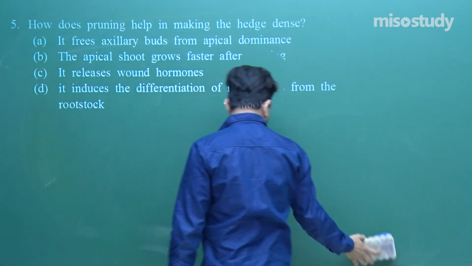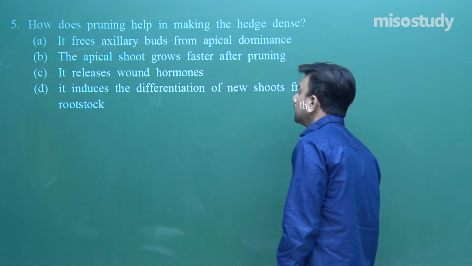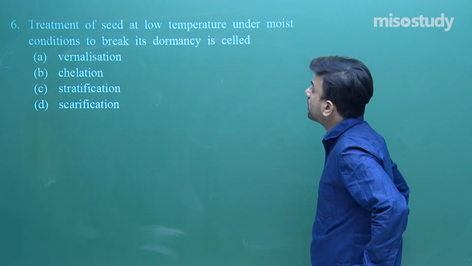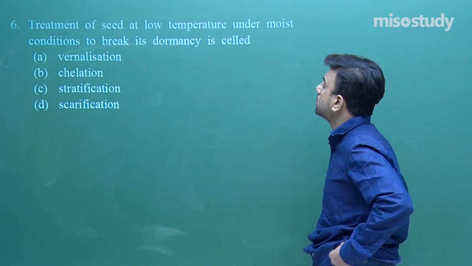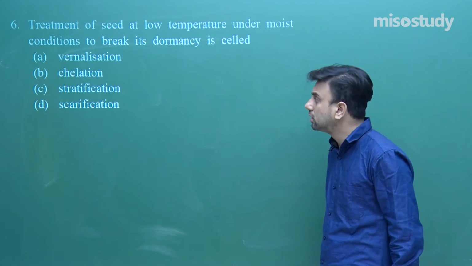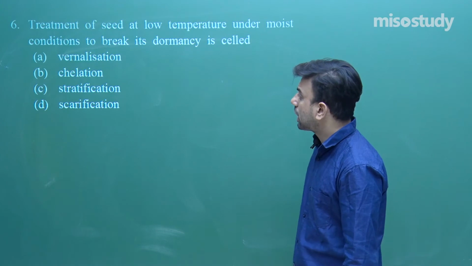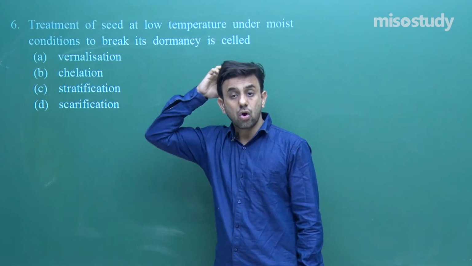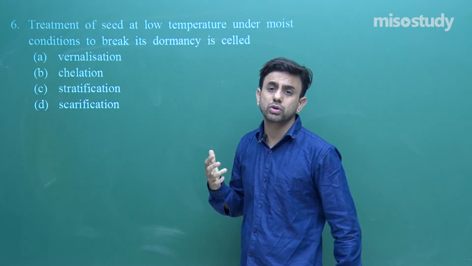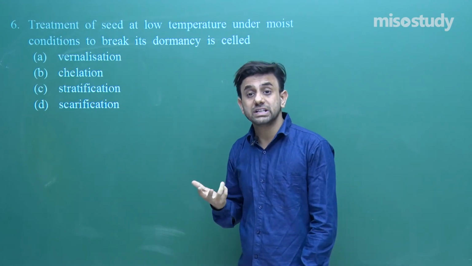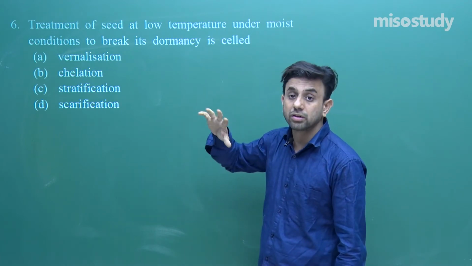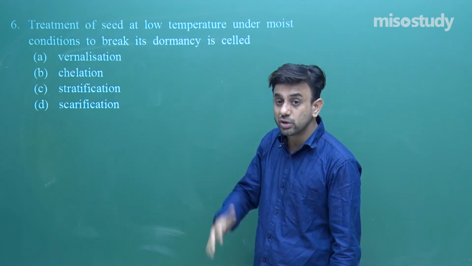Let us now talk about the next question. Treatment of seed at low temperature under moist conditions to break its dormancy is called as vernalization and chelation. These are treatments at much lower temperatures, basically to induce flowering.